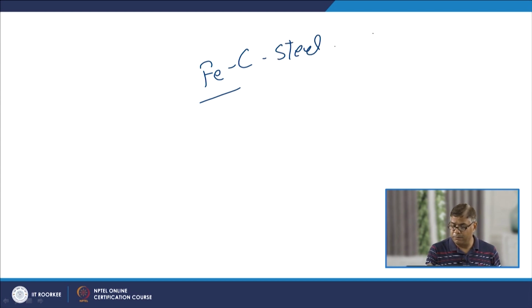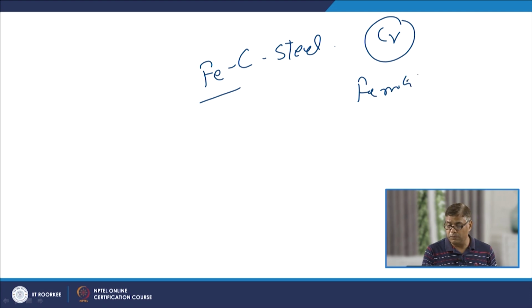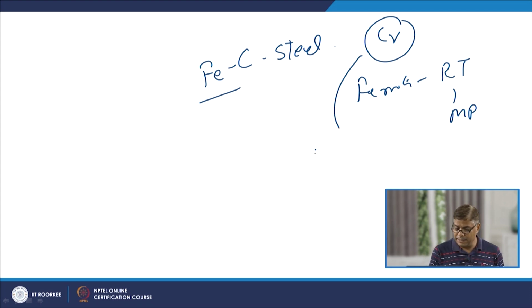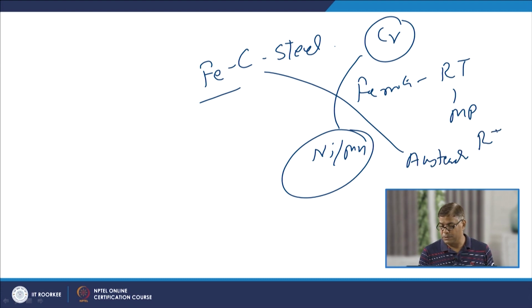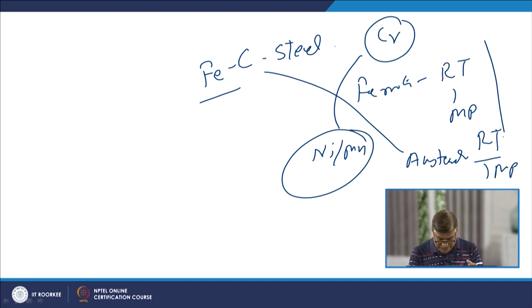So, these are the two situations as far as the iron carbon system in steel is concerned. When the ferrite stabilizers, like chromium, are present in large quantity, then we may have ferrite throughout from room temperature to the melting point, while when nickel and manganese, which are austenite stabilizers, are present in the steel, they lead to the stabilization of austenite from room temperature to the melting point. So, this is the basic part. The expansion and contraction of the gamma loop is influenced by the alloying elements present in the steel.